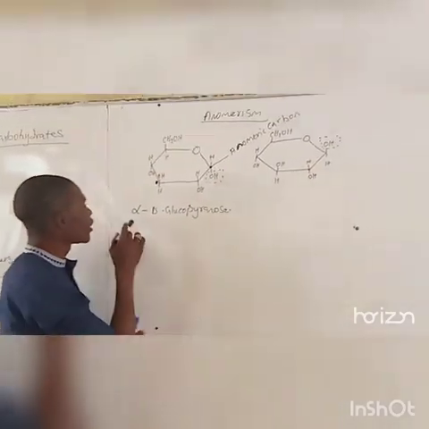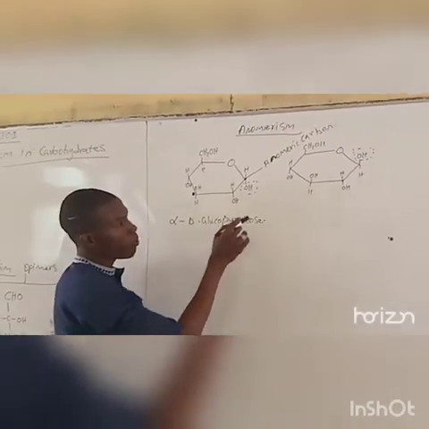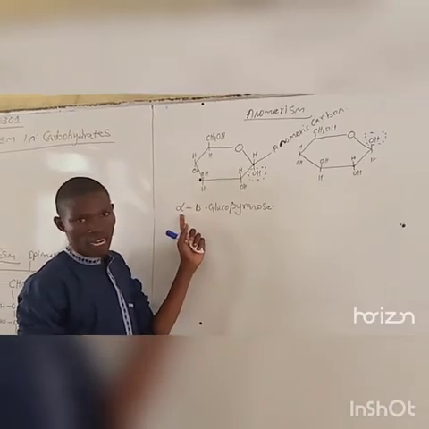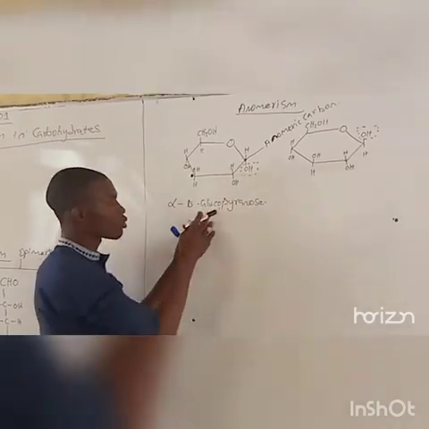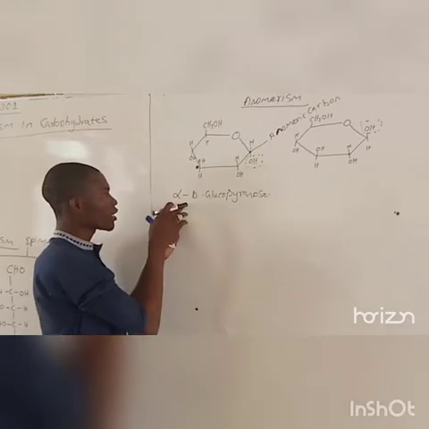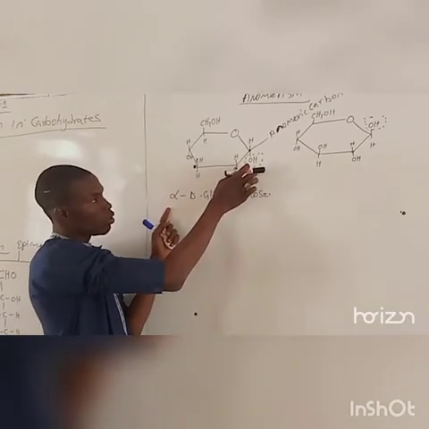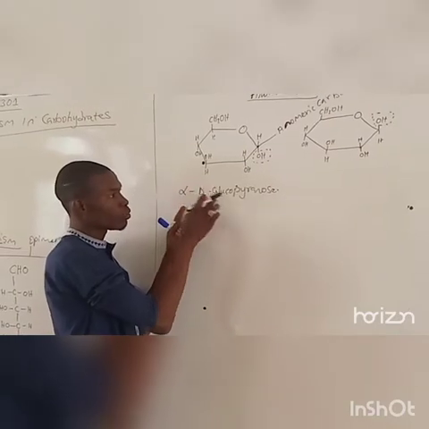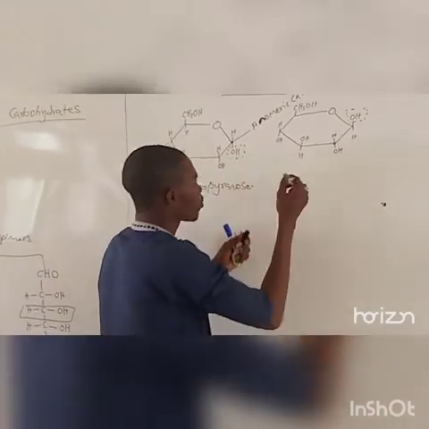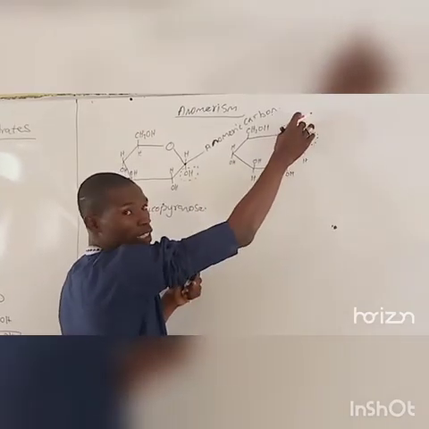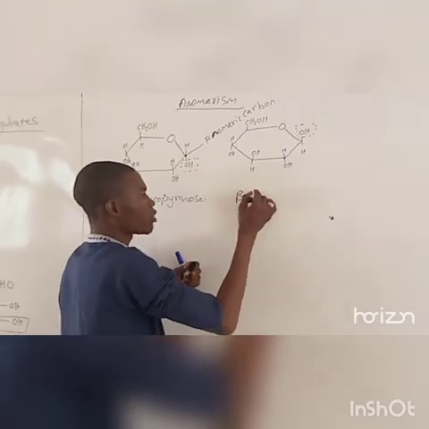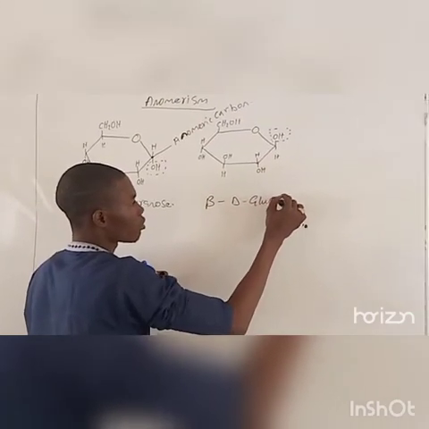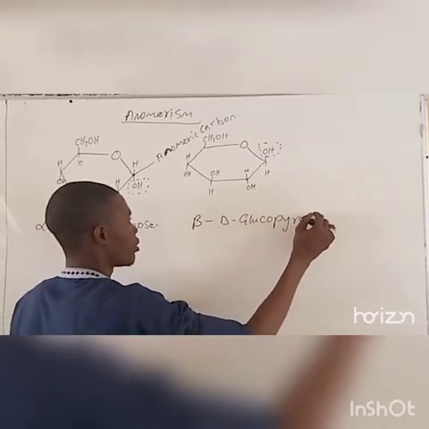So this one is alpha D-glucopyranose because the OH is rotated down. That is why it is alpha. The compound itself is D-glucopyranose, but the presence of the OH at the lower part is what makes it alpha. So we say alpha D-glucopyranose. While in the next one, the OH is rotated up, so we call it beta. So this one will be beta D-glucopyranose.